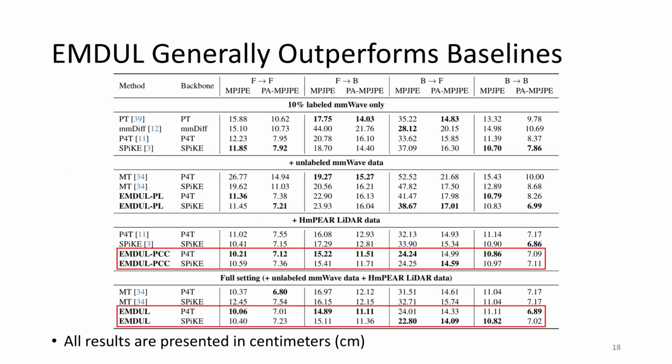The main results show that EMDUL generally outperforms the baselines. Compared with training only on the small labeled mmWave dataset, EMDUL improves performance across most settings. The improvement is especially clear in out-of-domain evaluations, where the training and testing datasets come from different mmWave datasets. This indicates that EMDUL does not only improve fitting to the original dataset, but also enhances generalization by increasing both pose diversity and point cloud attribute diversity.